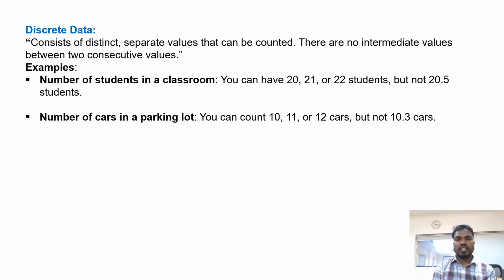That is not appropriate, right? Similarly, if I want to know the number of cars in a parking lot, I may say 10, 11 or 12, but I never say that 10.3 cars are in the parking lot. So in simple language, discrete data means data which can be counted. Obviously 10.3 and 20.5 can also be counted, but I mean the simple countable numbers without decimals are said to be discrete data.